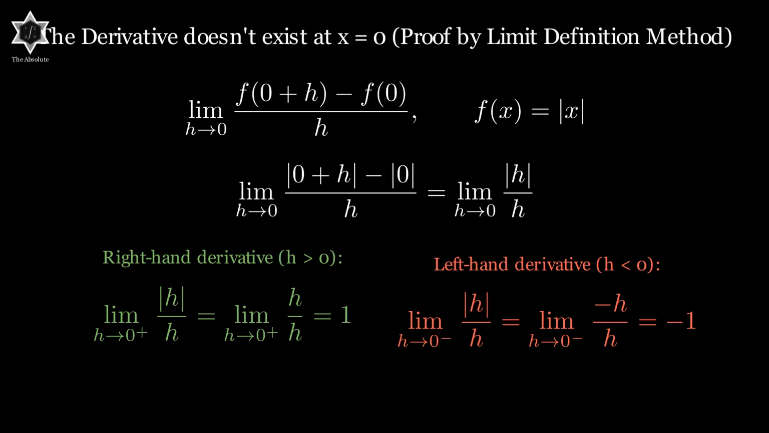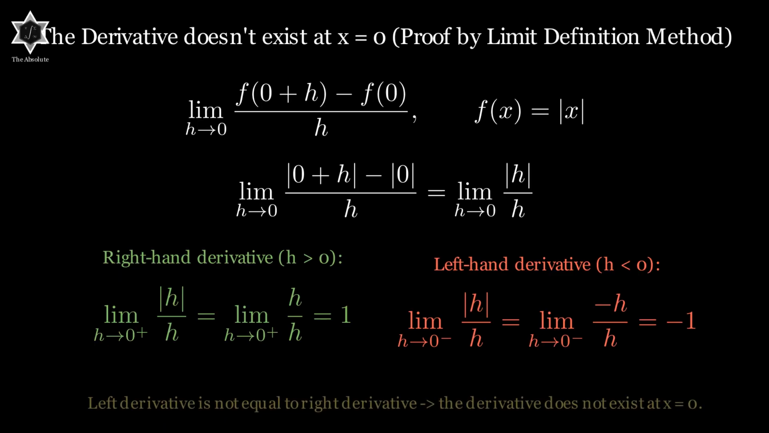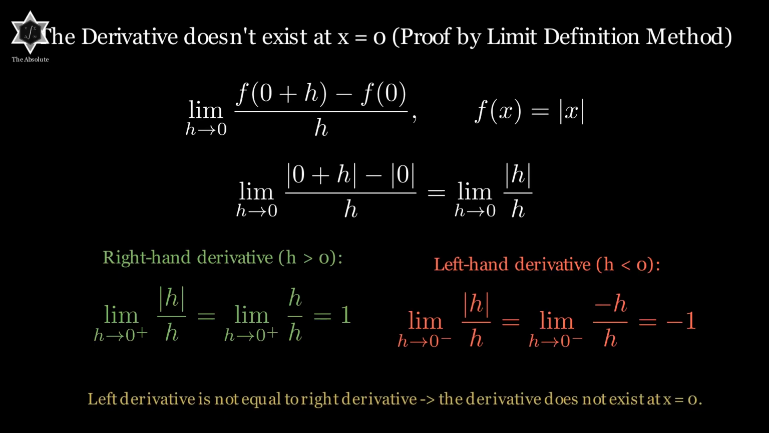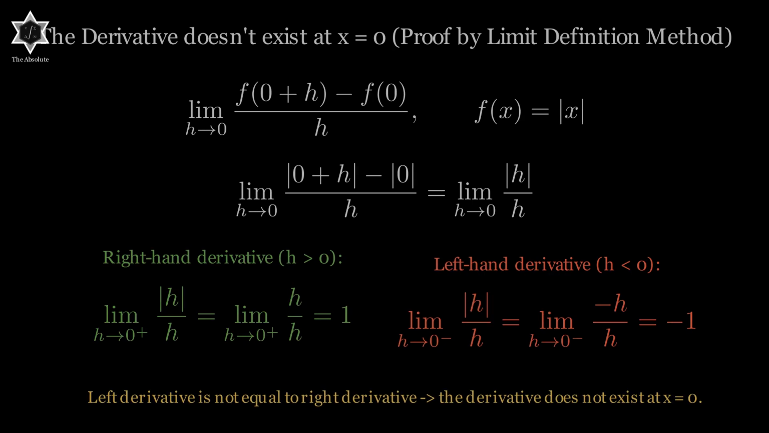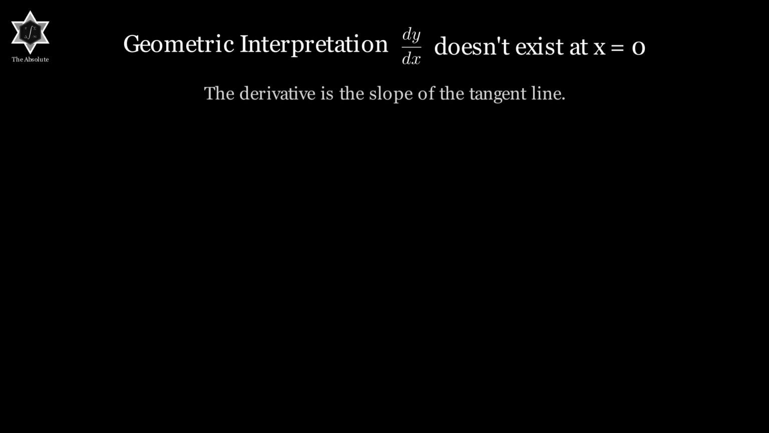Since the left-hand derivative and right-hand derivative do not agree, the two-sided limit does not exist. This means the absolute value function is not differentiable at x equals 0. Let's visualize this geometrically to build intuition for why the derivative fails to exist at the corner. Remember, the derivative at a point is the slope of the tangent line to the curve at that point.